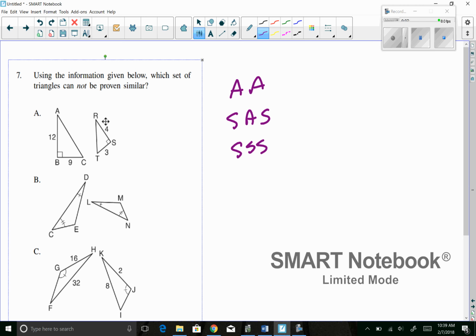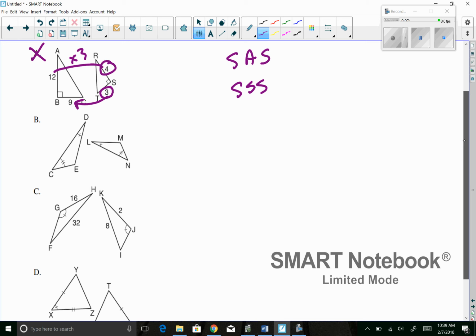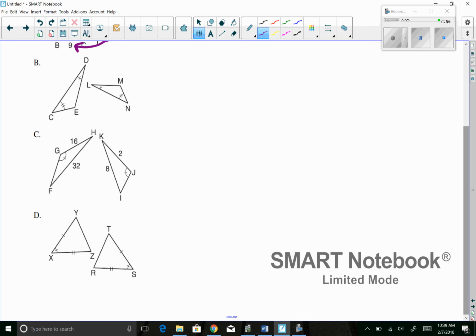I just have to make sure that the segments that correspond to each other are in the same proportion. 4 becomes 12 by multiplying by 3. 3 becomes 9 by multiplying by 3. So we have the side-angle-side relationship, and we have proportional sides, so we're good. B is angle-angle. That's the most obvious one. C is angle side-side. We don't want that. That's no good for us, right?